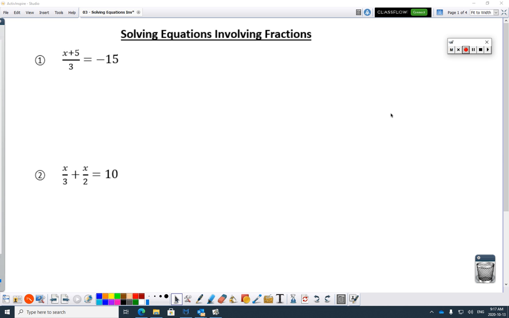Today, solving equations involving fractions. It's such a good lesson because if you're a little foggy on the whole solving equations thing from before the break, all that other equation solving, everything else I've taught you about equation solving is in this lesson. So if it's a little foggy and you don't remember it, it's inside here.